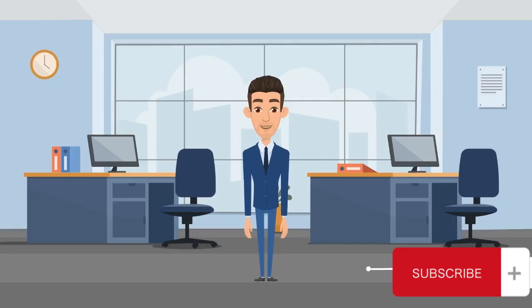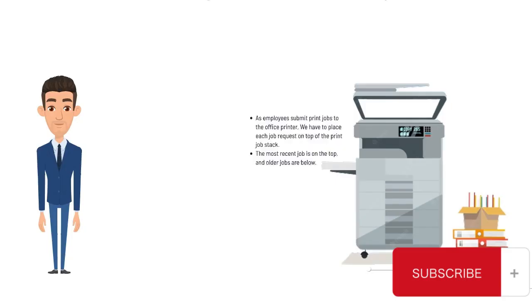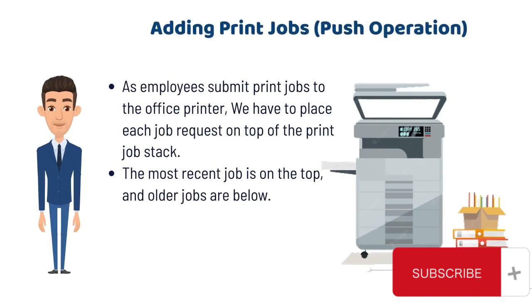Let's imagine we are managing a print job queue in a busy office. This scenario illustrates how a stack can be used in a real-world context. Adding print jobs. Push operation. As employees submit print jobs to the office printer, we have to place each job request on top of the print job stack. The most recent job is on the top, and older jobs are below.